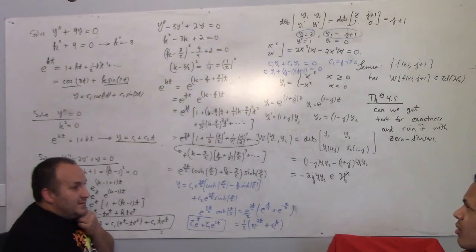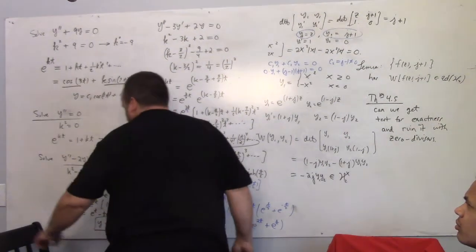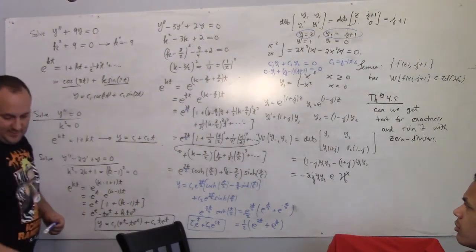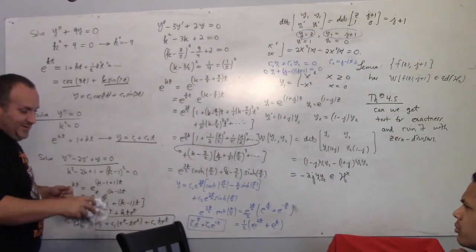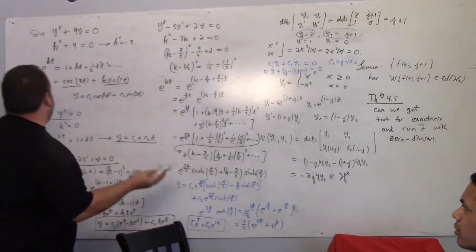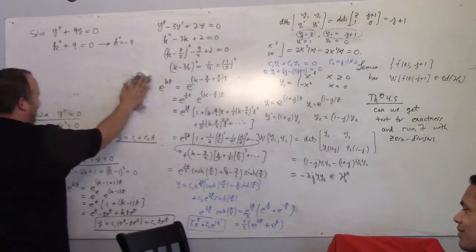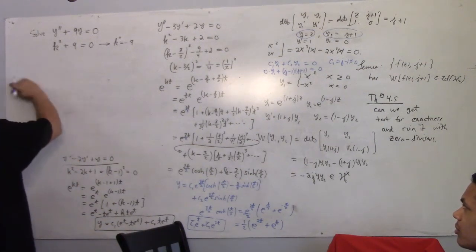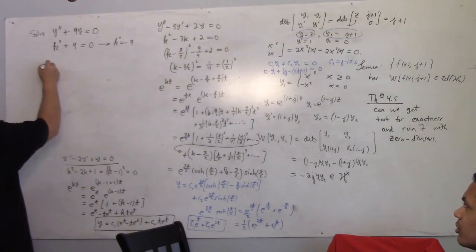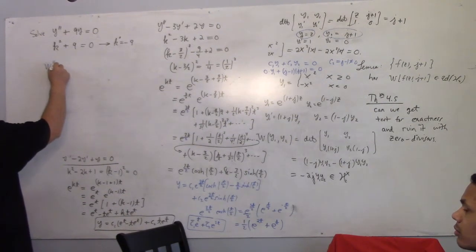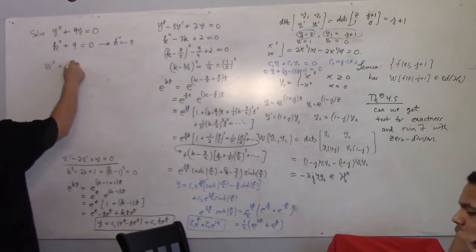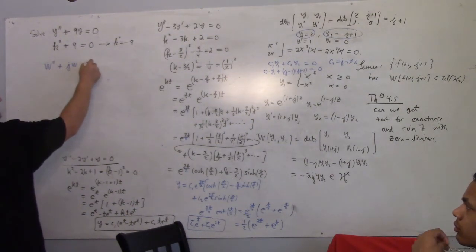Wait, what? Wait, what indeed? So here, let's look. Jay-Z's been in the news, right? How about w double prime plus jw equals 0.